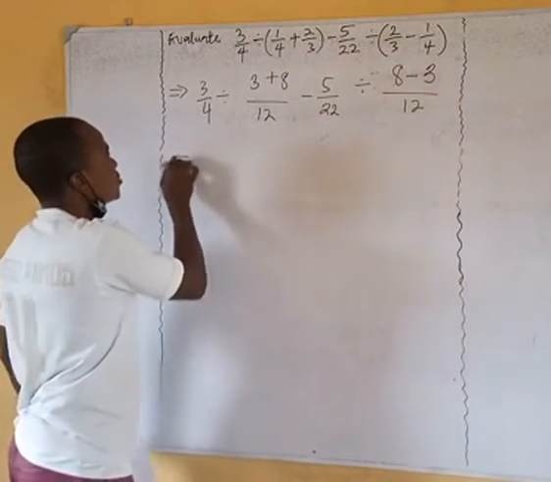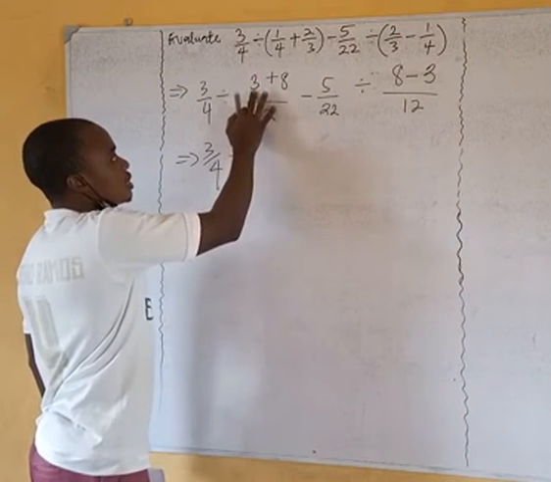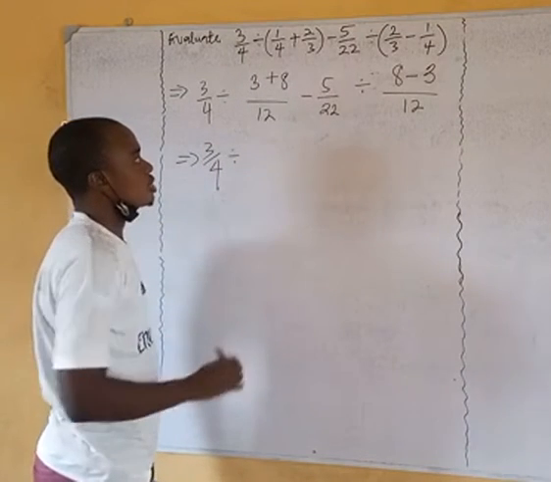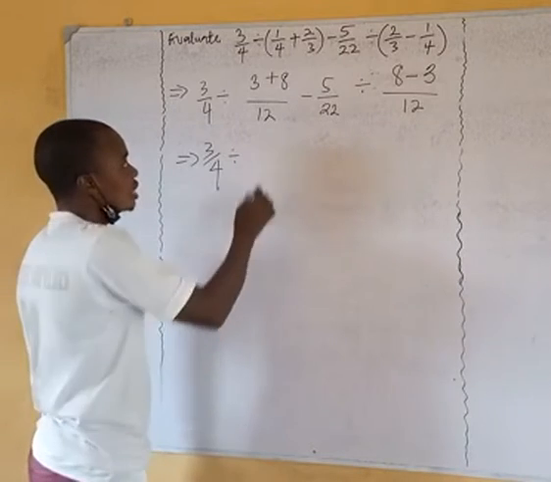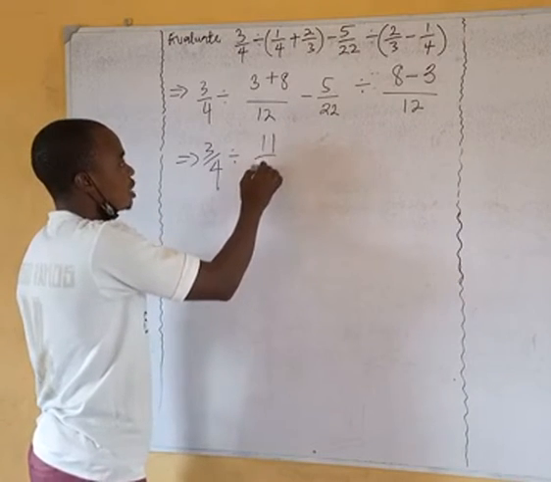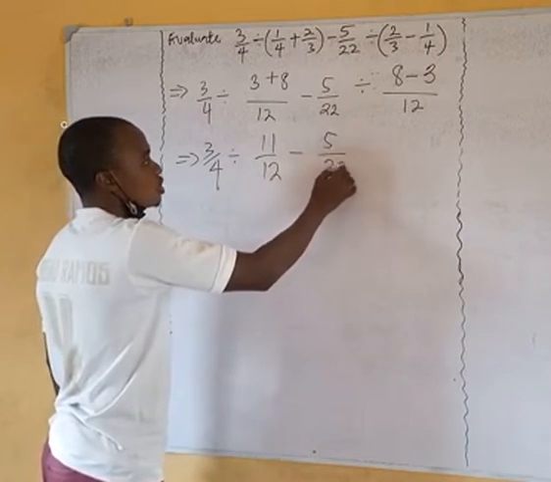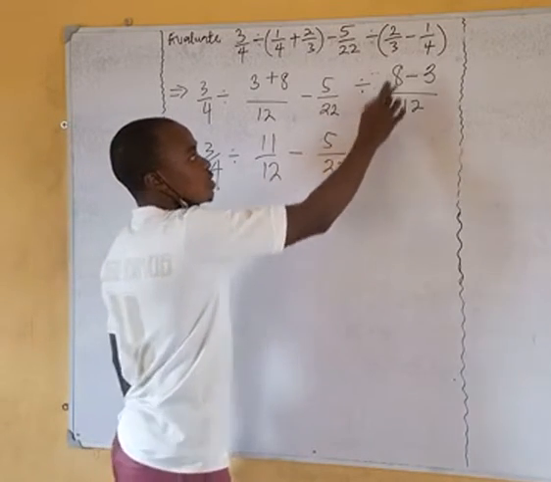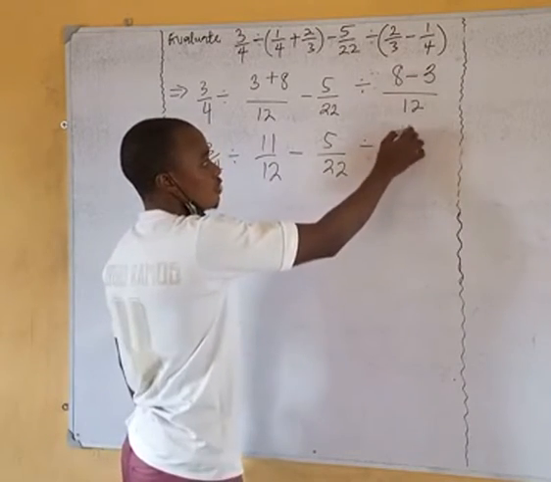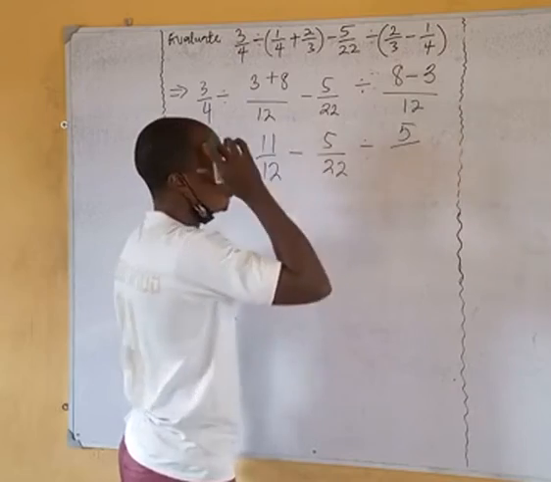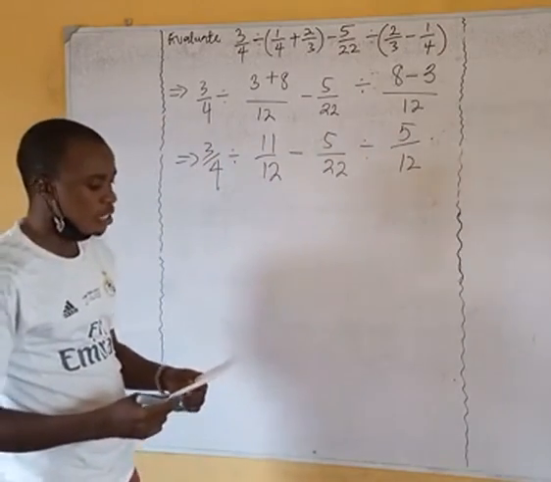So now the next thing we do: we have 3 by 4 divided by 3 plus 8, which is going to give us 11 by 12, minus 5 by 22, divided by 8 minus 3, which is going to give us 5 by 12.